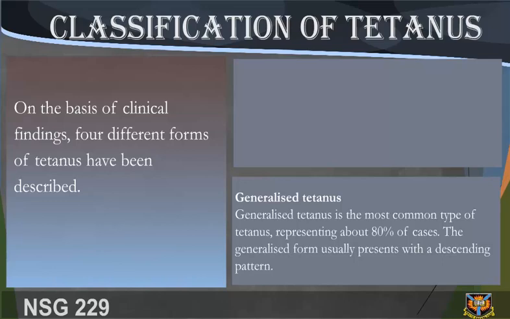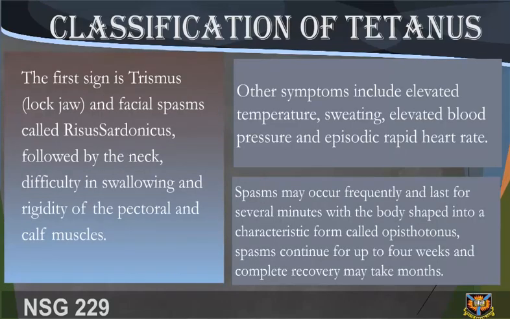Generalized tetanus. Generalized tetanus is the most common type of tetanus, representing about 80% of cases. The generalized form usually presents with a descending pattern. The first sign is trismus, lockjaw, and facial spasms called risus sardonicus, followed by the neck, difficulty in swallowing, and rigidity of the pectoral and calf muscles.